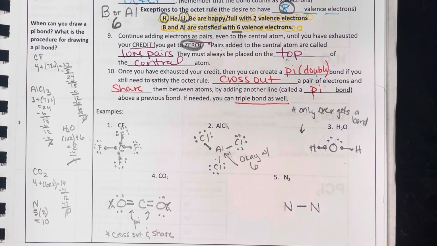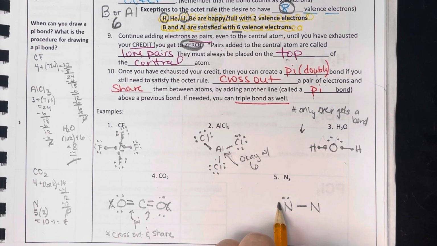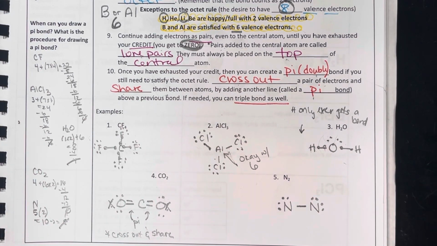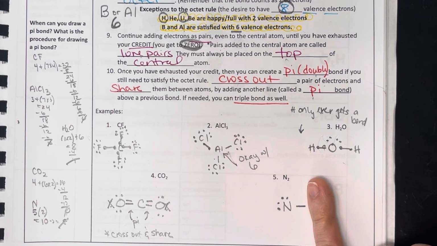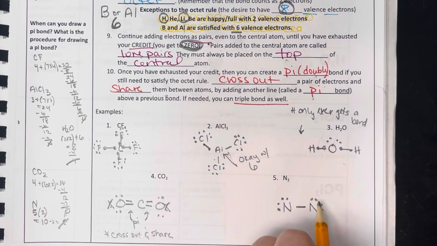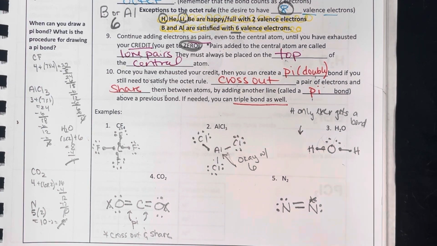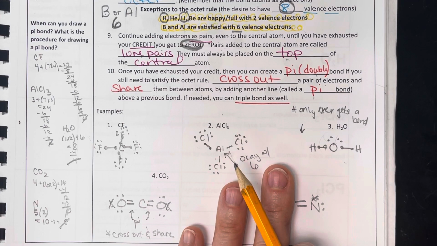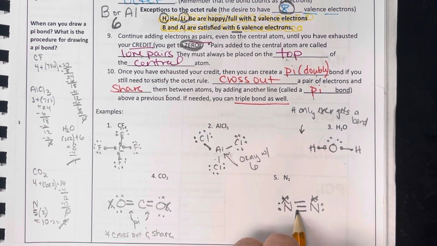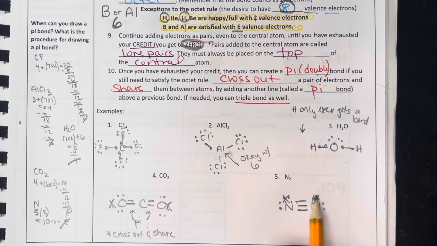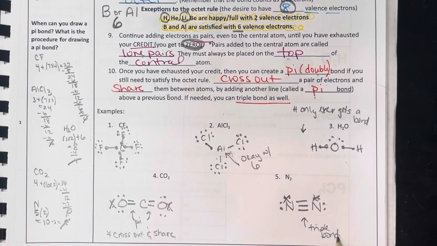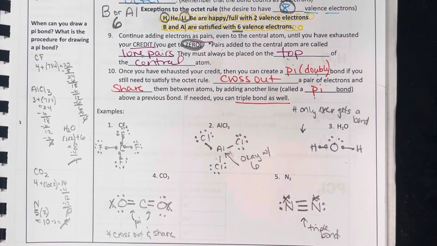So I put a bond between them, and that's 2 electrons, so I have 8 electrons left over. I'm going to go ahead and just spread them out, 4 on each side. That's a total of 8 electrons, so now I'm down to 0. But the nitrogen on the left only has 6, so I need to cross out and share. But now it has 8. The nitrogen on the other side only has 6, so I need to cross out and share. And now I have 8 around this nitrogen and 8 around this nitrogen, and I end up with a triple bond. But that triple bond could only occur because they crossed out and shared.